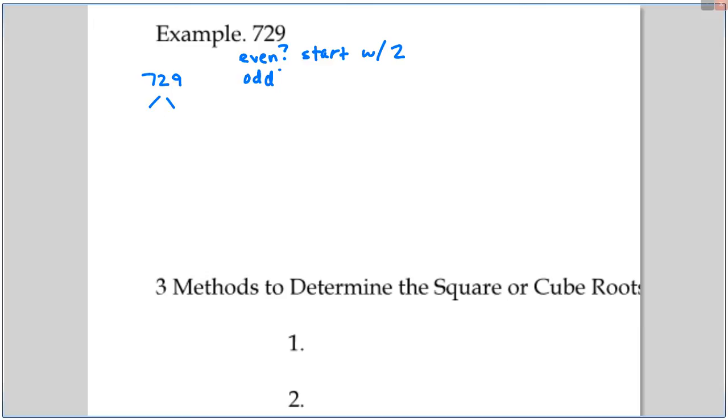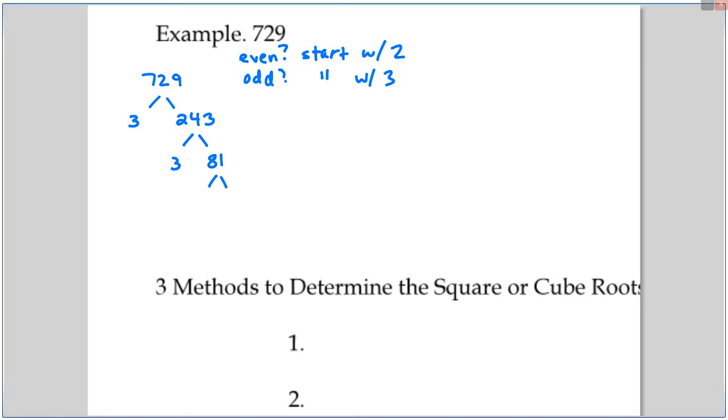If it's odd, start with 3. Okay? So divide 729 by 3 in your calculator, and what do you get? 343, I think. 247? 243? 243. 3 is prime, move on to the 243. This is also odd. Start with 3. Divide by 3, what do you get? 81. Continue on with 81.